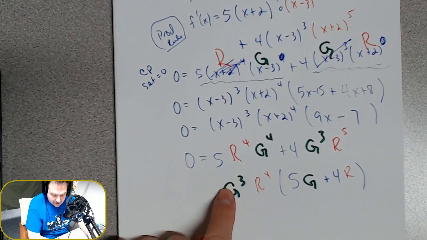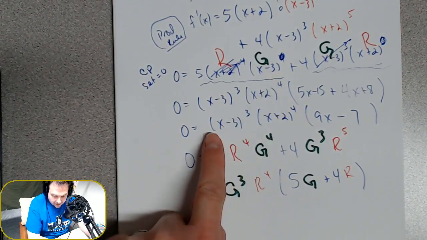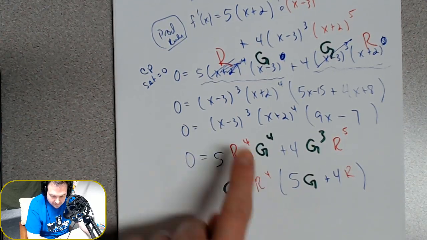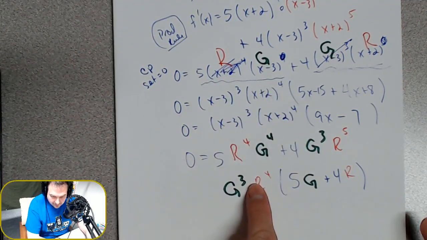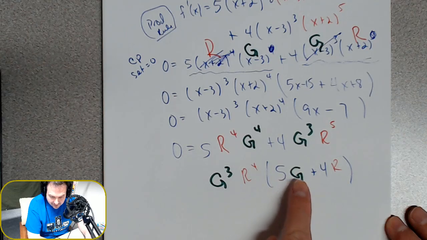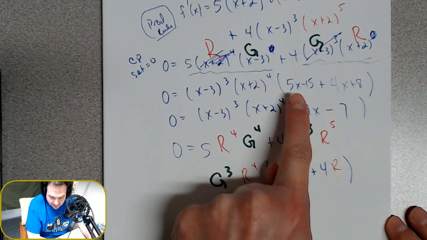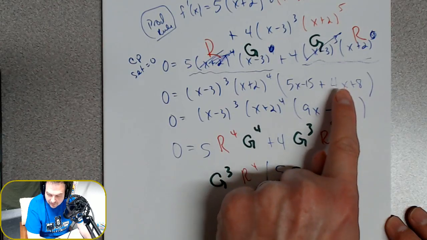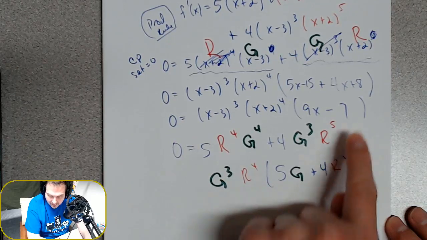So now what is g? g was x minus 3, so I have x minus 3 to the third. r was x plus 2, so I have x plus 2 to the fourth. And then what's leftover? I have 5g, so 5 times x minus 3, plus 4r, 4 times x plus 2. You see that? And that's right here.